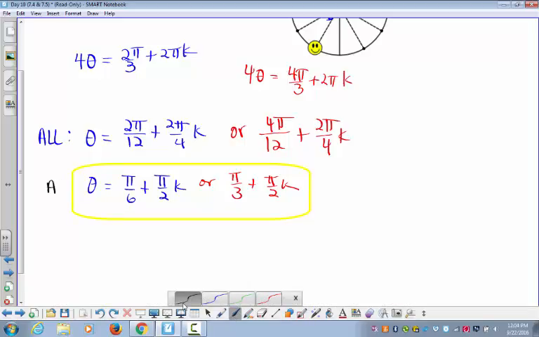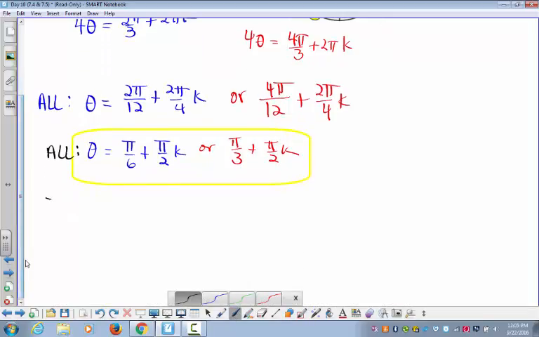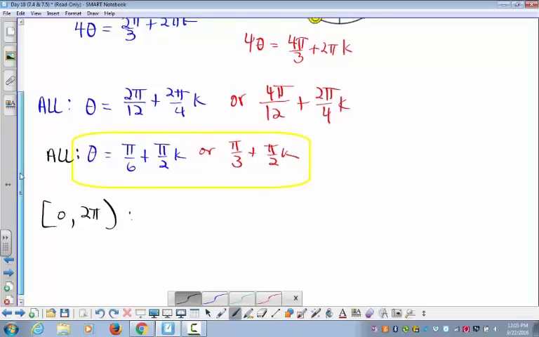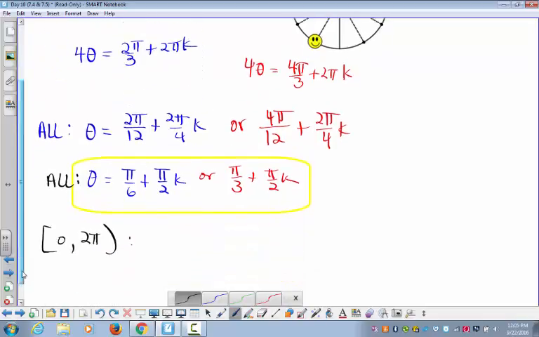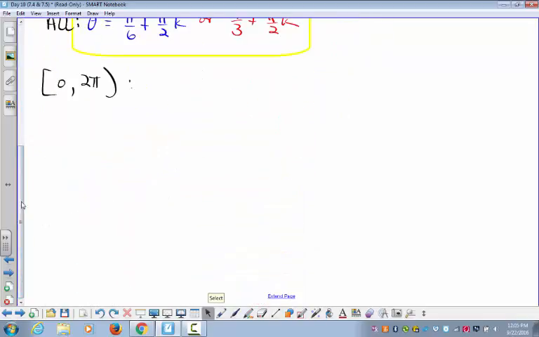So that's all. And if we wanted just 0 to 2 pi, how many should we have? We see 2, but we multiplied the angle by 4. So we're going to have 4 for each, so we'll have 8 total. So we'll have 4 from each, 8 total.